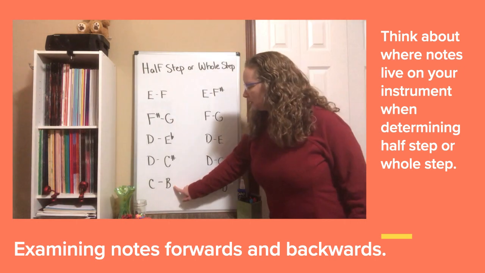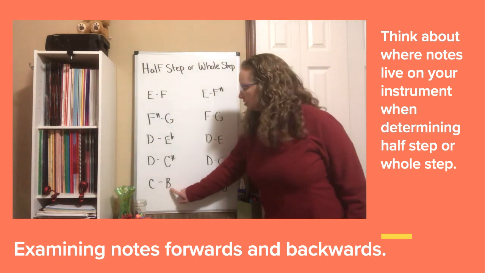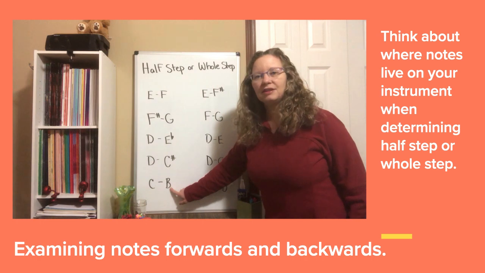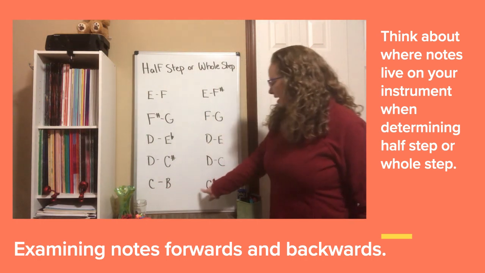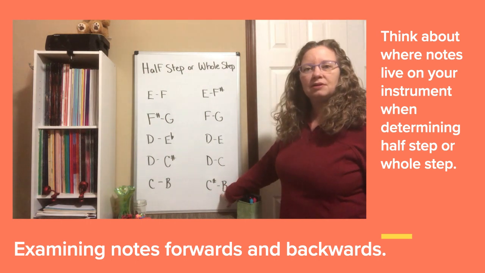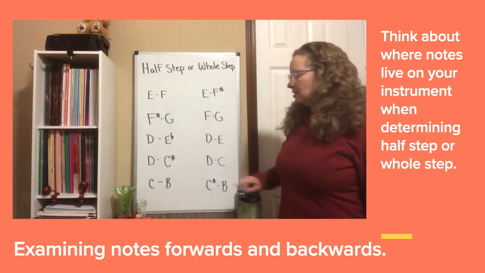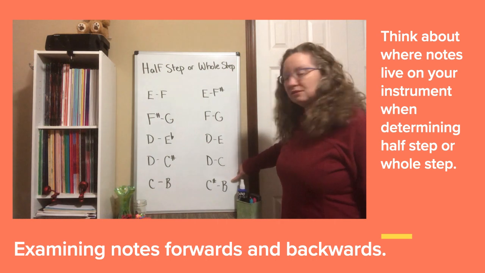One more example going backwards, we have C natural to B. Think of A string, okay? Second finger, first finger, and now C sharp to B. So this is the half step and this is the whole step.